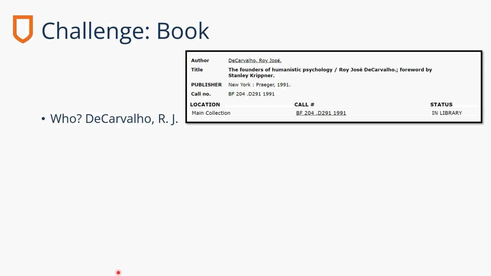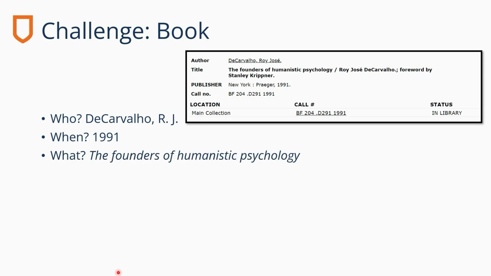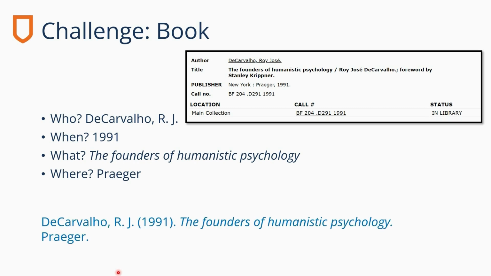Who is de Carvalho, R.J.? When is 1991? What? The founders of humanistic psychology. Where? Prager, the publisher. Now, can you put all of these together to create your reference for a book? I'll show you mine. De Carvalho, R.J., 1991. The Founders of Humanistic Psychology. Prager.